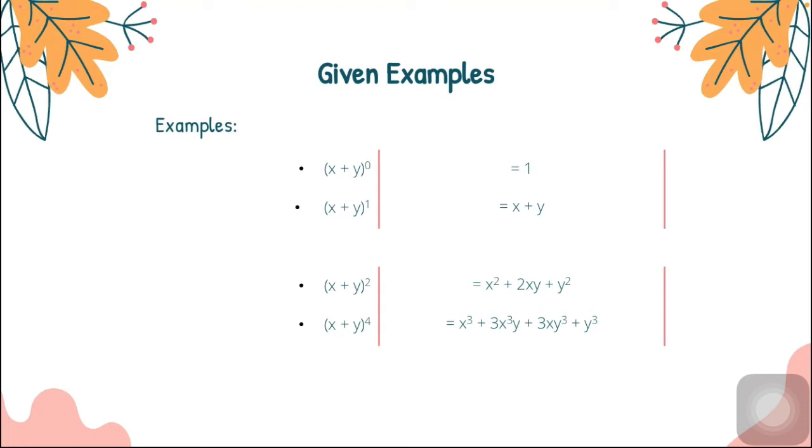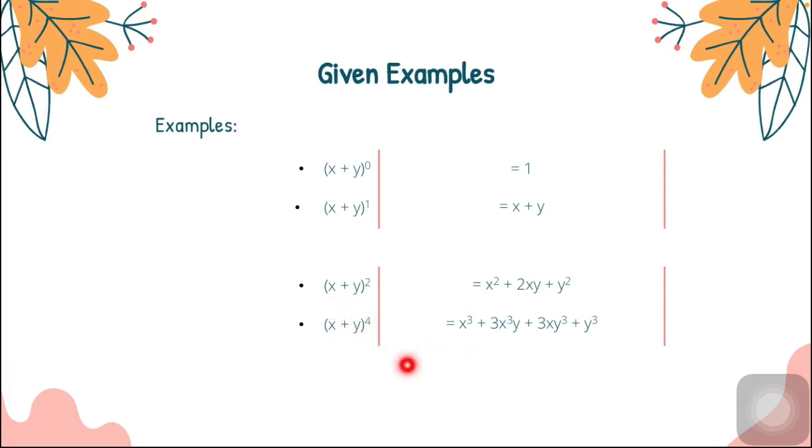Pero kung meron kang x plus y squared, twice natin siyang i-multiply. So, meron kang x plus y times x plus y. Kapag finoil mo 'to or minultiply mo sila, x and x, x and y, y and x, and y and y, you'll get x squared plus 2xy plus y squared. So, ito yung expansion ng x plus y squared.